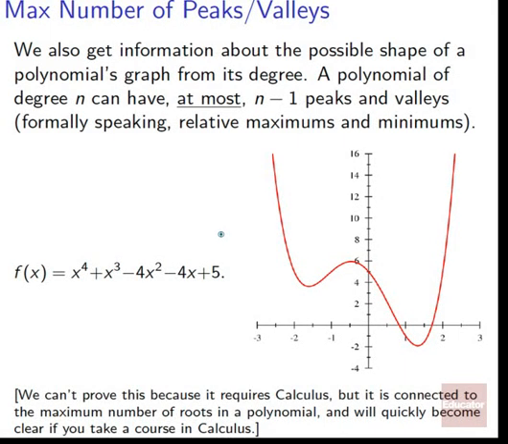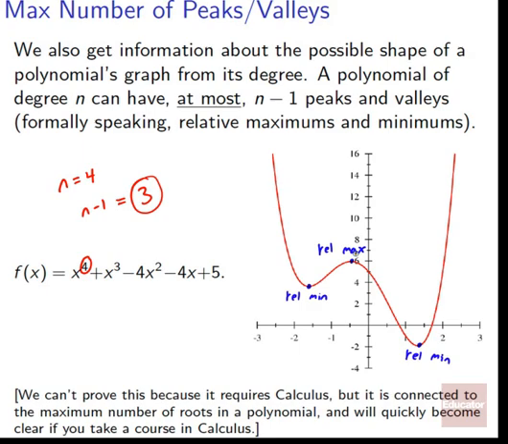We also can get information about the possible shape of a polynomial's graph from its degree. A polynomial of degree n can have at most n minus 1 peaks and valleys. Formally speaking, that is the relative maximums and minimums. So for example, if we've got x to the fourth, then n equals 4, our degree. So n minus 1 equals 3. So 3: we look over here and we've got one valley here, one peak here, one valley here. This is also a relative minimum. A relative minimum, that's what we mean by valley, and a relative maximum, that's what we mean by peak.